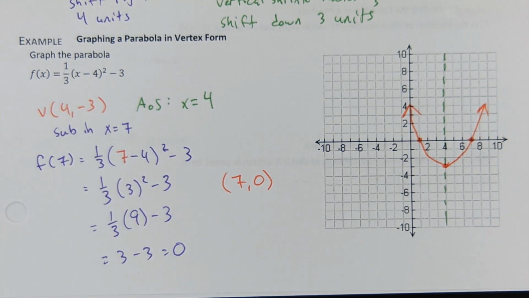If you want to know the y-intercept, you can just sub in x equals 0, and you'll get 16 over 3, which is 5.3 repeating, minus 3 is 2.3 repeating. That's your y-intercept if you want it, 2.3 repeating. But whatever. Do you have any questions about that? Yes?